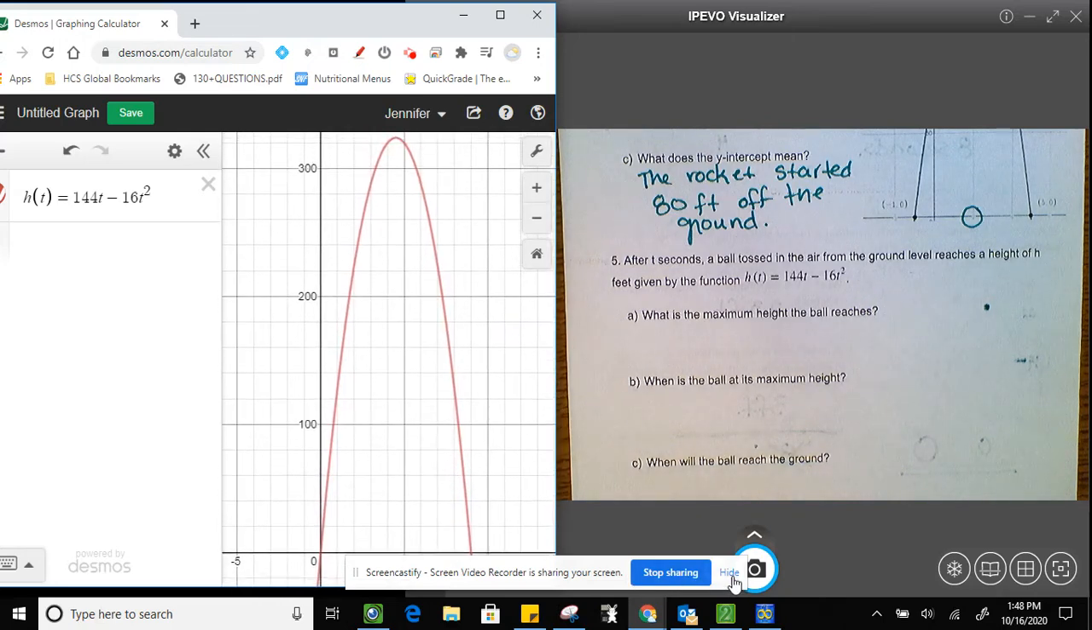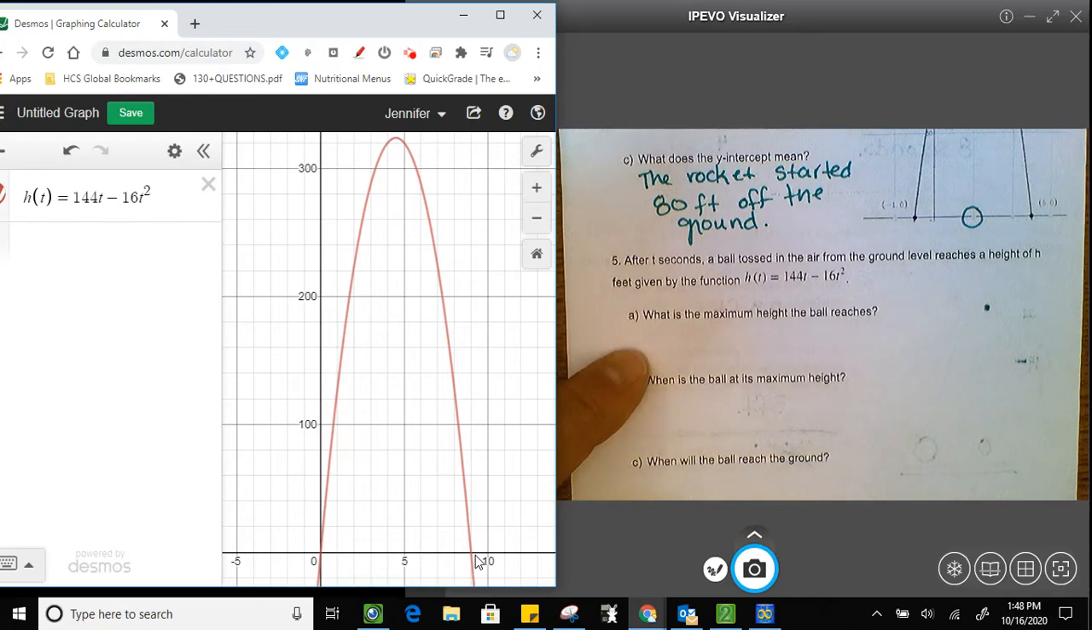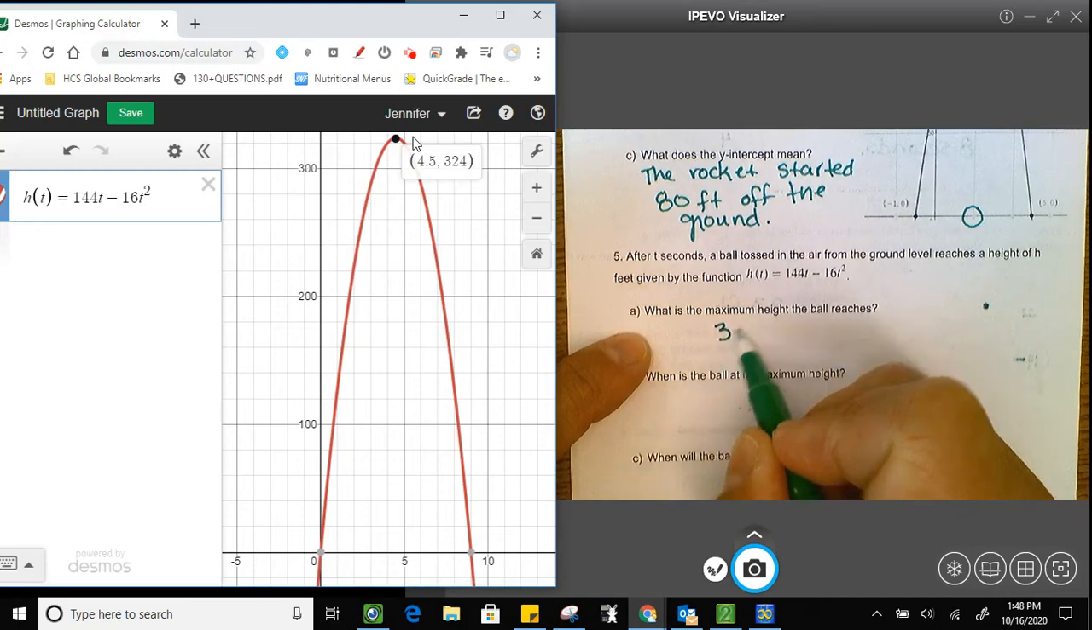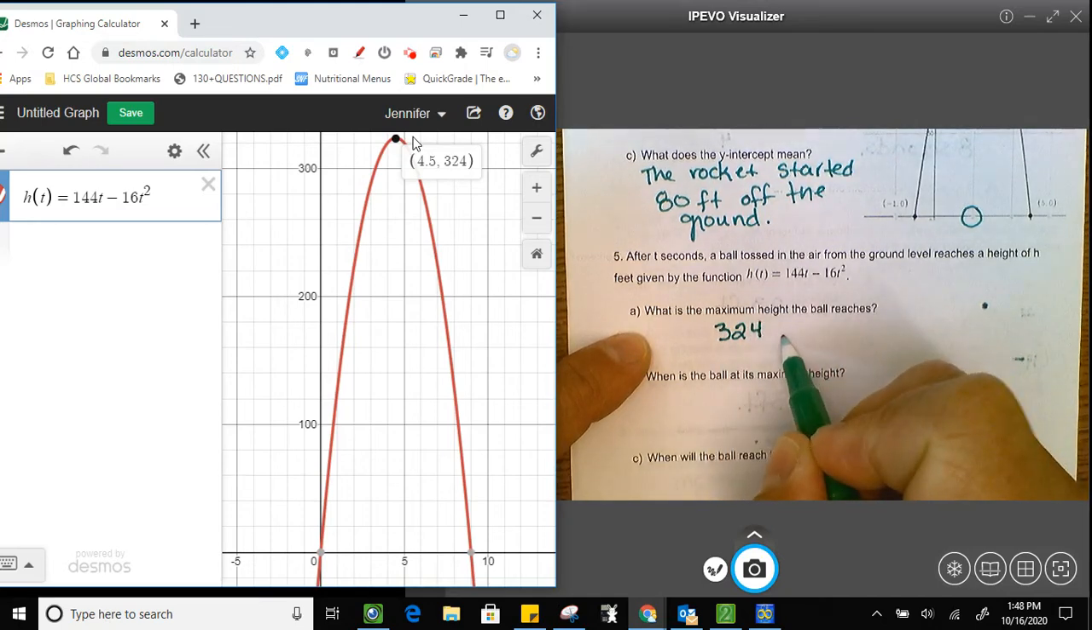Okay, so now I can look at this graph. I can see the whole thing, and I can see where it starts. I can see the top of the graph, and I can see where it ends. So where it says, what is the maximum height the ball reaches? Well, that would be our vertex here, yes. So what does that say? The maximum height is 324 feet.